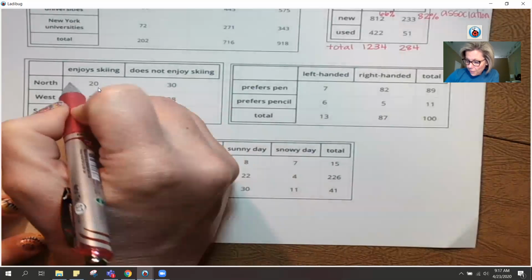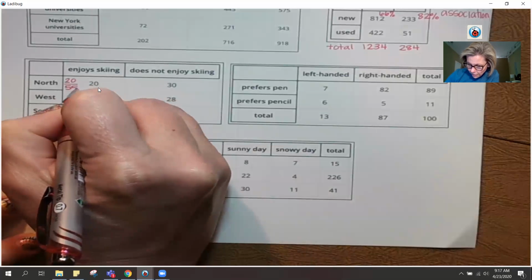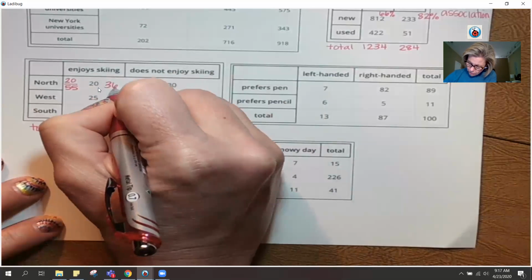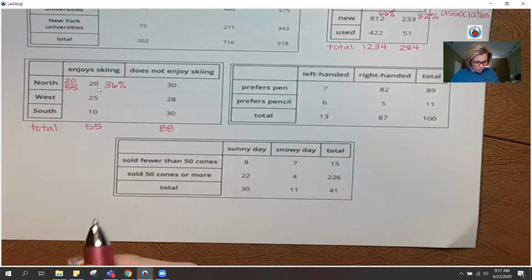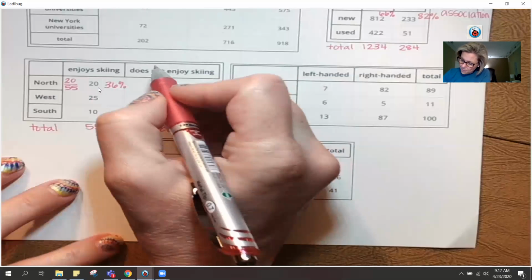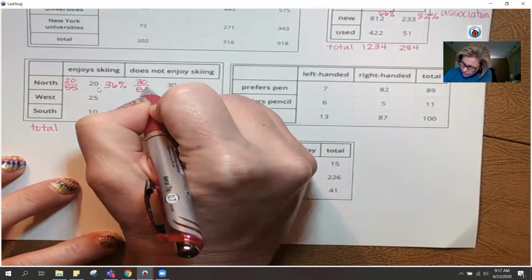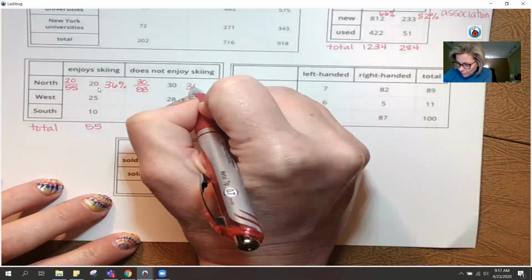All right, so if I do 20 divided by 55, that gives me 36%. And I just want to double check. You guys might actually see me pull out the whiteout if I need to. All right, so it is 36%. And then 30 divided by 88 over here is 34%.